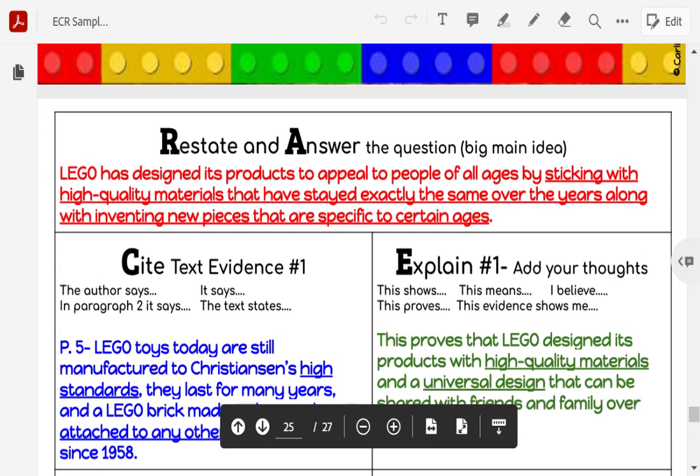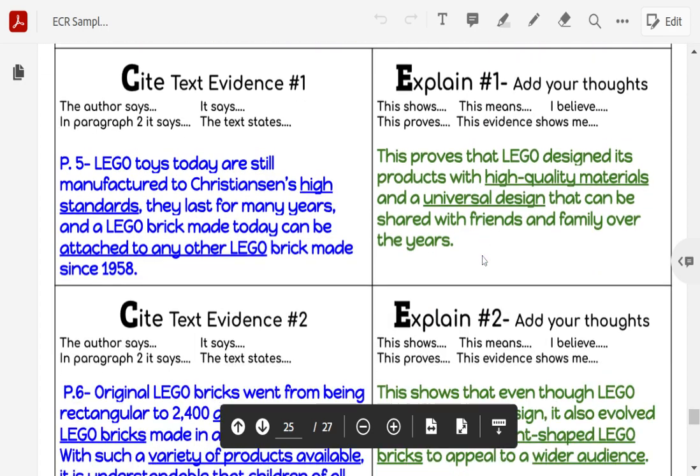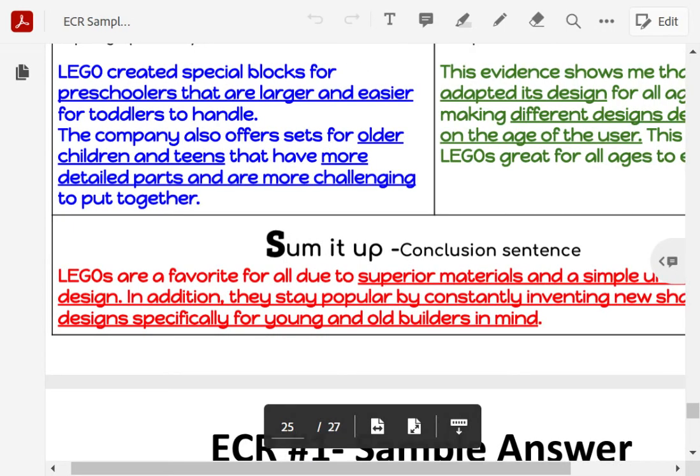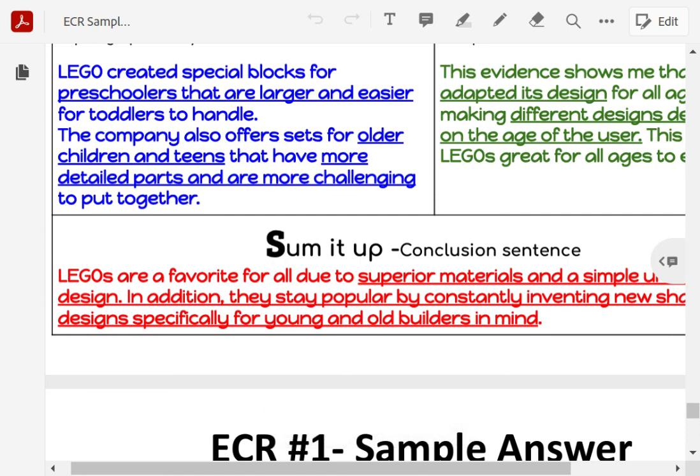Now, this is fifth grade. If they don't necessarily have to do that, I like to do that just to show them how they could take it to a higher level. Even if they just put Lego has designed its products to appeal to people of all ages by, and they wrote a simpler answer, that would be fine too. So then the next step after you summarize what you've written is you go back and you write the S. So after you do the RA, then you write the S. And I like to do both of those last.